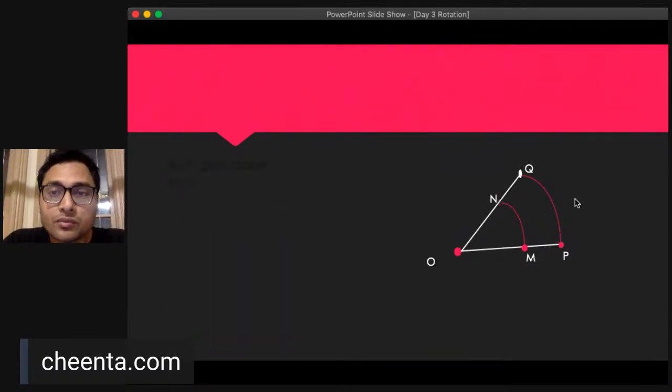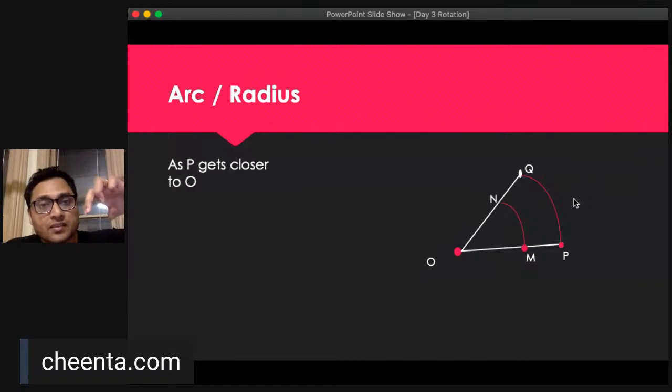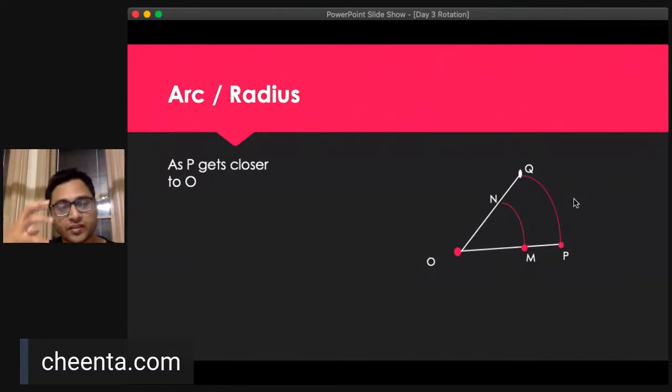So what do we do? Well, we have another way. We take the arc over the distance from the origin. Our key observation, and this is really the turning point of geometry in some sense, is this: if P gets closer to O, the center point, the length of the arc also reduces in size.